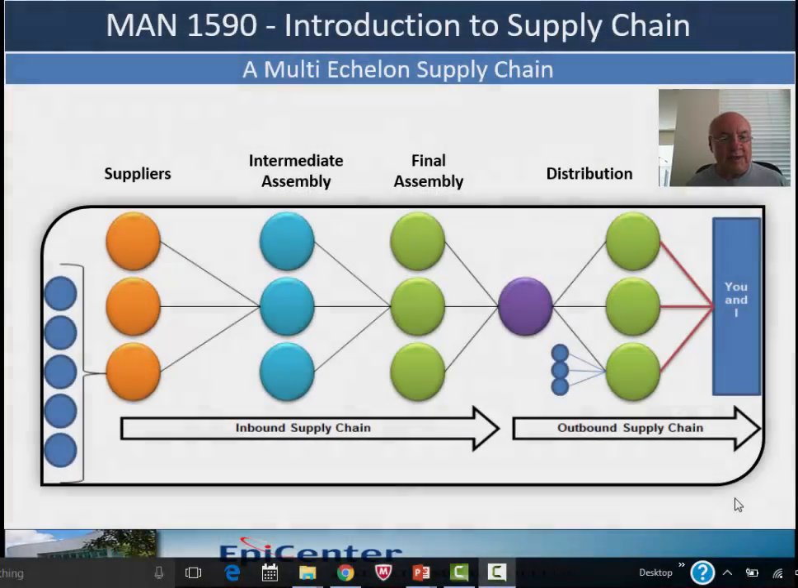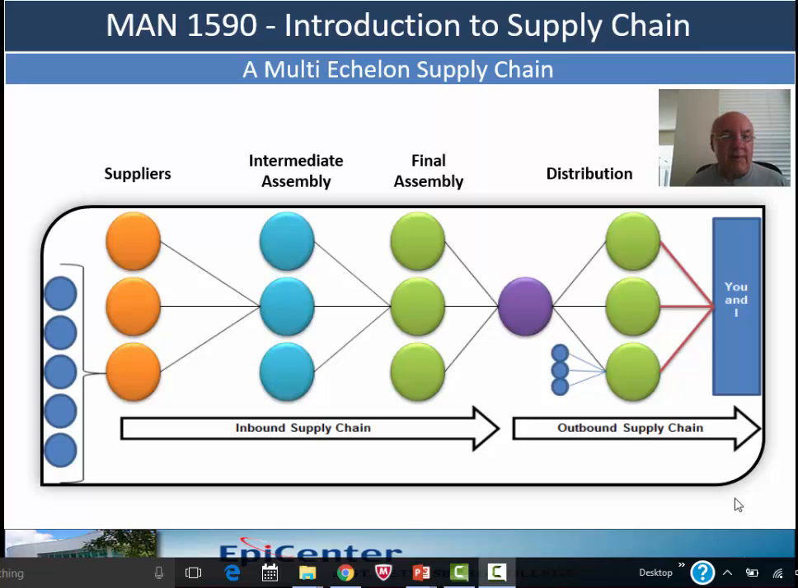For example, we see here a multi-echelon supply chain, which is represented as a tree topology. This is the same supply chain that you'll see in your text on page 108, figure 4.4. This is the simplest representation of a supply chain. However, life is rarely that simple.